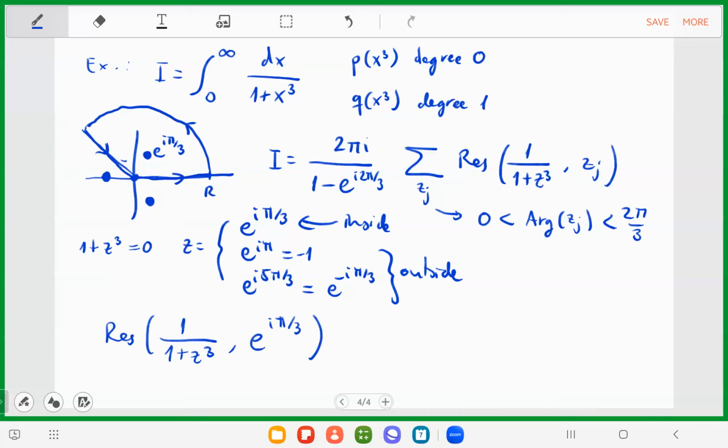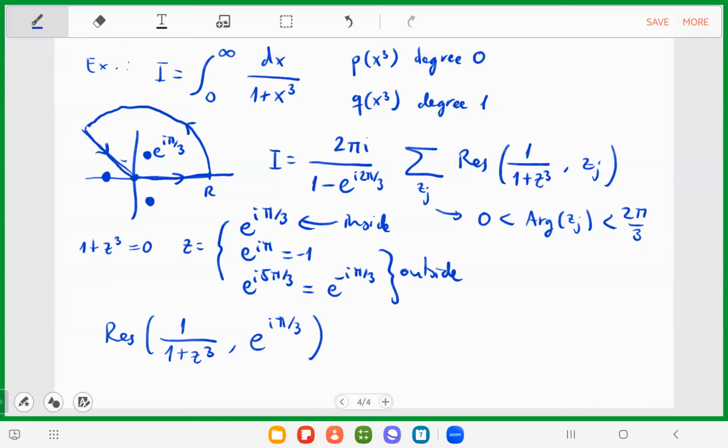And of course, it's a simple poll. Do you agree? Yeah, agree. Okay, so what method would you use? I think L'Hopital here is the easiest, right? So we don't have to factorize the cubic polynomial.